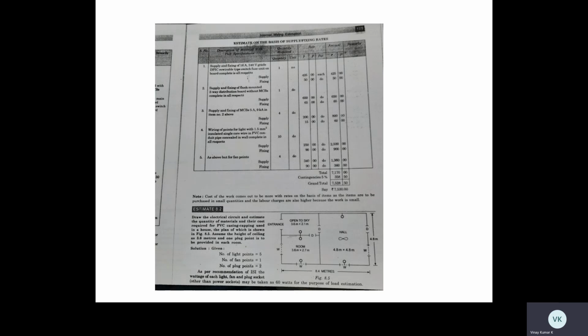Just assuming that each is having a rating of 60 watts, we have to calculate the total amount of load that the wire should carry. So totally how many points are there? 5 plus 1 is 6, 6 plus 2 is 8. 8 points multiplied by 60, 8 sixes are 48, so 480 watts.